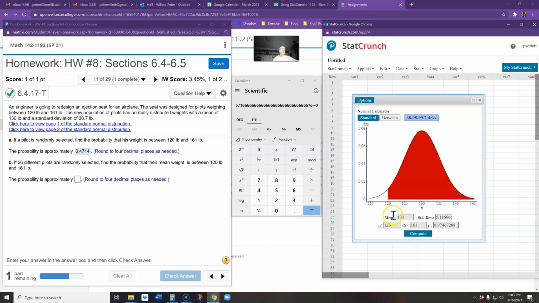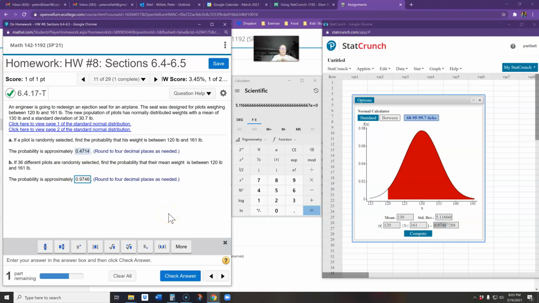So now there's a much greater likelihood because the standard deviation is smaller, and so without as much deviation, it's harder to get a whole group to deviate from the mean value as it is for an individual. And so my probability now for the whole mean for the sample of 36 people has gone up to over 97%. To 4 decimals, I need to round up the 6 to a 7. But now we're talking about a 97% likelihood that the average of a big sample of 36 pilots would fall in that range, where it was less than a 50% likelihood that an individual would.